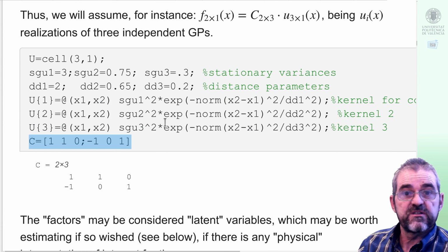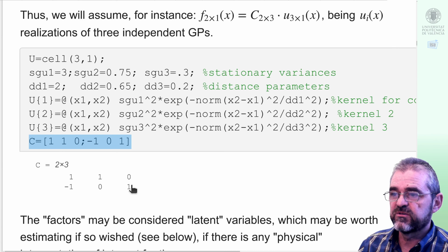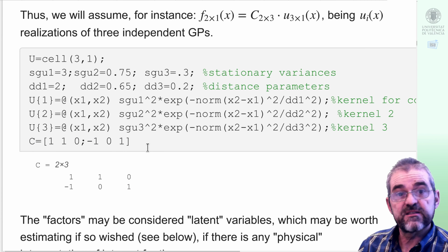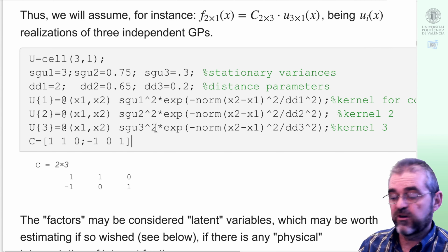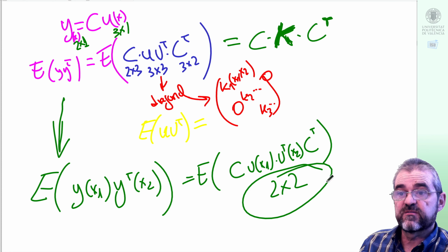And the C matrix was this one, saying that the first component appeared with opposite sign influence in each of the two outputs, the second component only appeared on the first output, and the third component only appeared in the second output. So this was my statistical model, and it allowed me to build this kind of 2 times 2 covariance matrix like that.